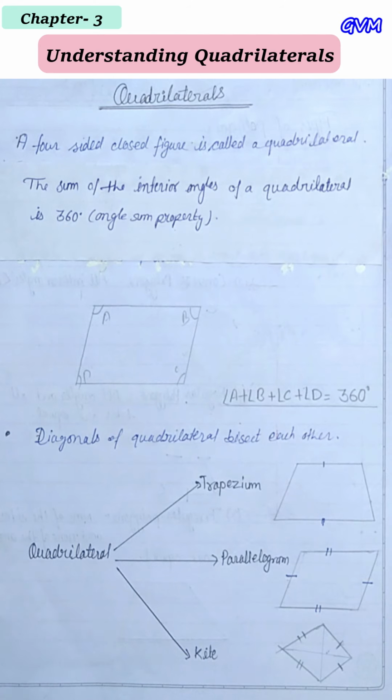And the third type is kite. So in a kite we have two consecutive sides that are equal to each other. Okay, so if we take this side, this side is equal to this side, consecutive, that is one after the other. Okay, so this is equal to this side, but only these two sides are equal with each other, and this side and this side are equal to each other.